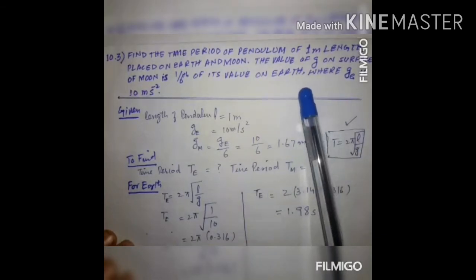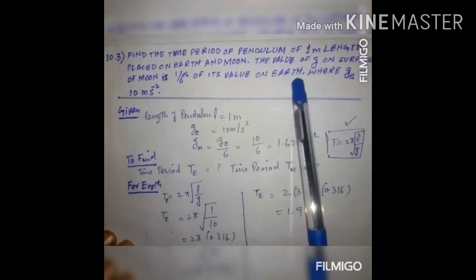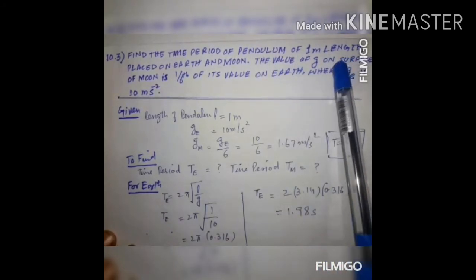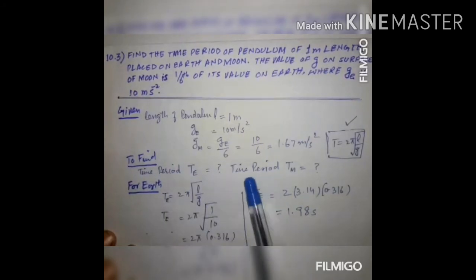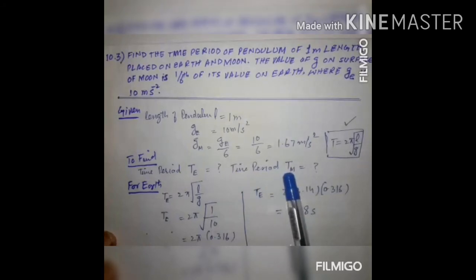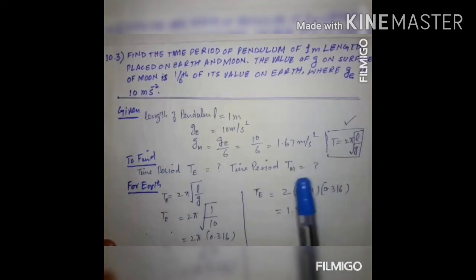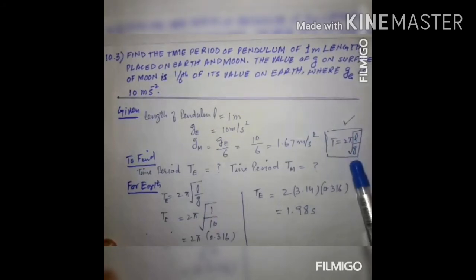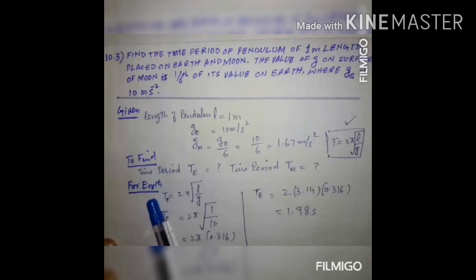What we have to find? We have to find the time period of the pendulum on Earth as well as on Moon. So we will write the time period on Earth T is equal to question mark, and the time period Tm, which is for Moon, is also unknown. Formula, we have T is equal to 2 pi square root of L by g. We have two parts here, one for Earth and one for Moon. First we solve for Earth.